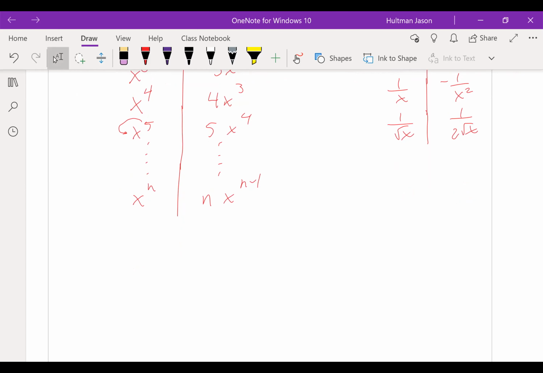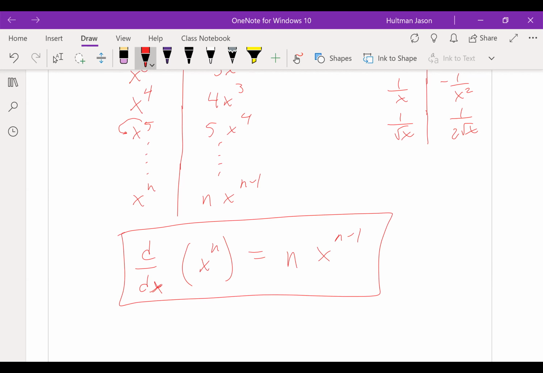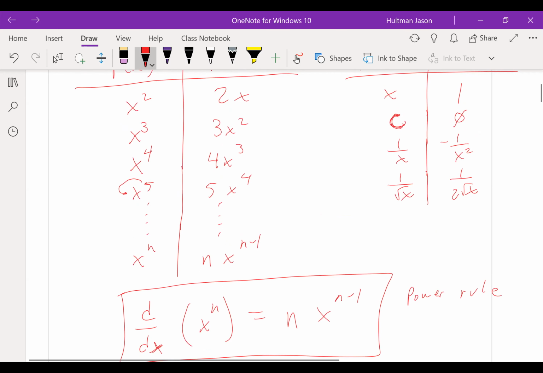Okay. Here's the deal with these. So we say that the derivative with respect to x of x to the nth power is equal to n times x to the n minus 1. This is called the power rule. So we can get all of these on this page from the power rule. You're like, well, how can we get these special cases with the power rule? Let's try it.